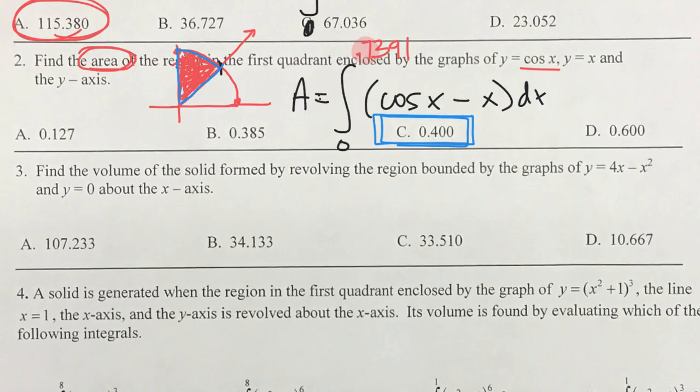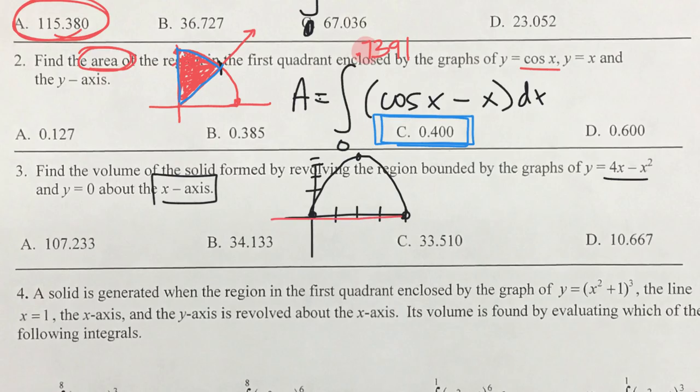Okay, number 3. We have the graph of 4x minus x squared. Okay, so that has an intercept at 0 and at 4, and has a maximum here at 2, 4. So this is the graph of 4x minus x squared, right? The y equals 0 about the x-axis. So here's our axis of rotation.